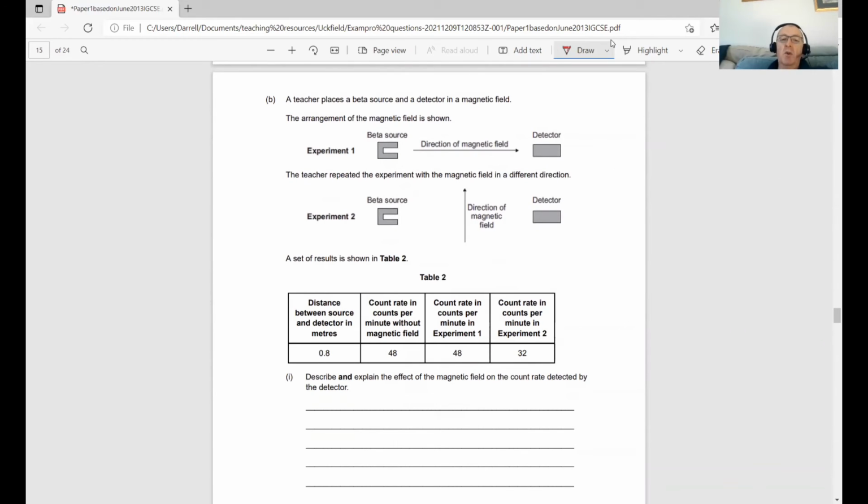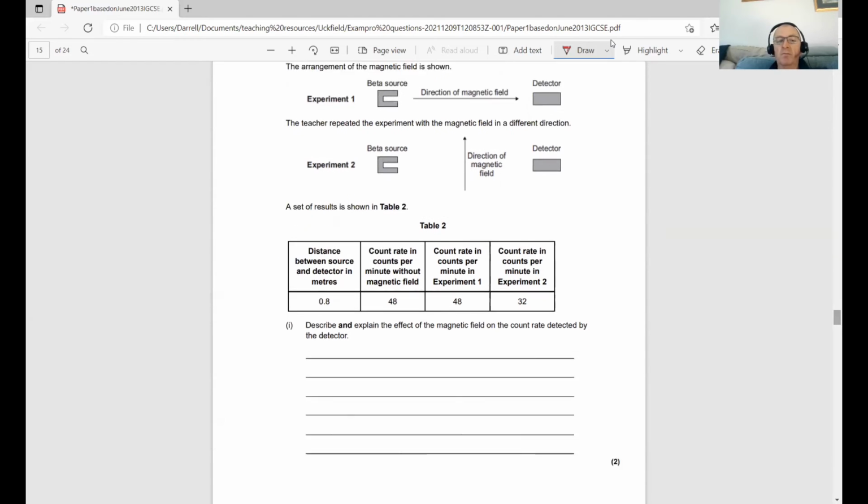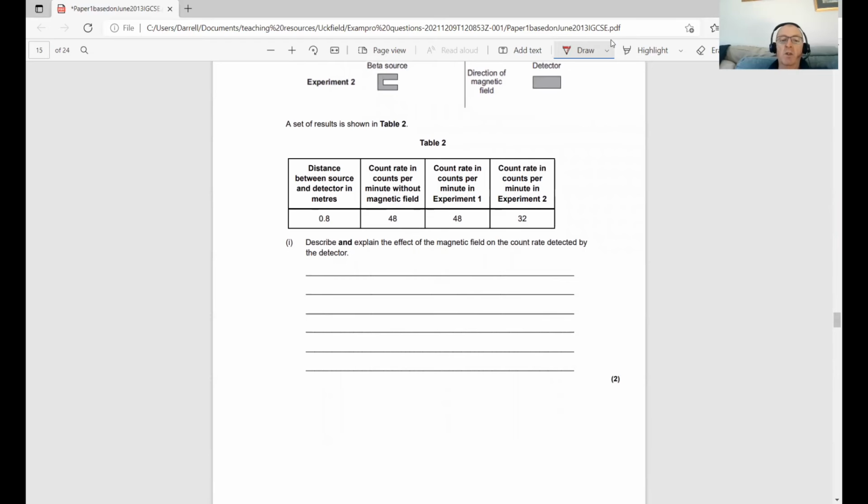Teacher places a beta source and a detector in a magnetic field. The arrangement of the magnetic field is shown. Beta source, detector, field along the direction of travel of the beta particles. And here we are at right angles to the direction of the beta particles. We have a set of results. Describe and explain the effect of the magnetic field on the count rate detected by the detector.